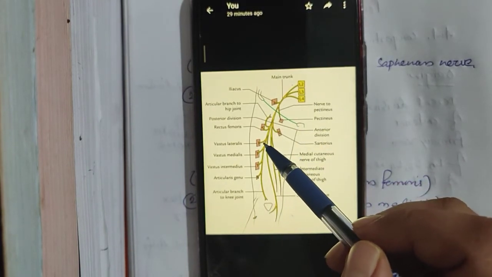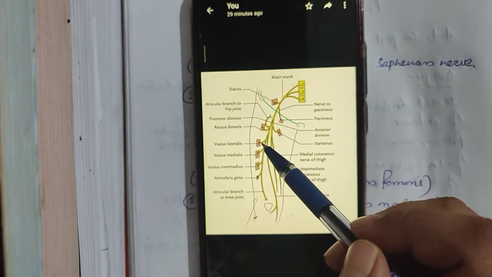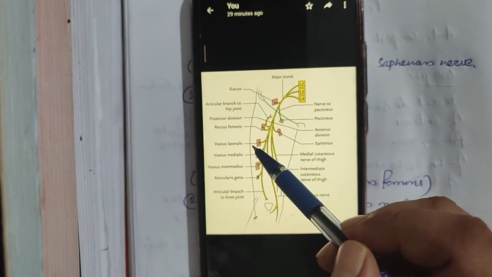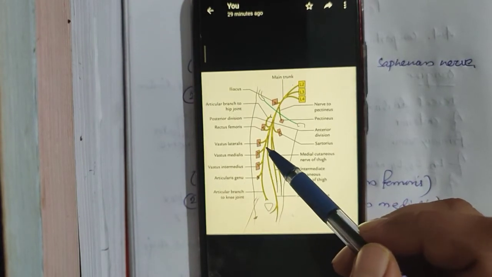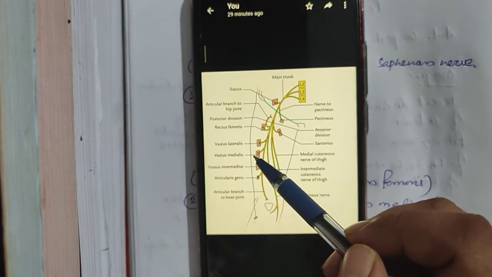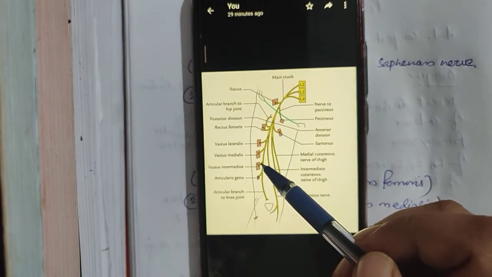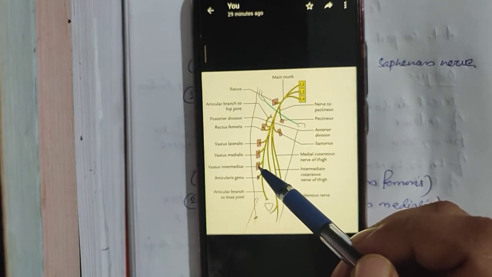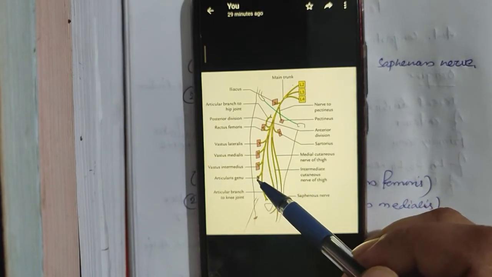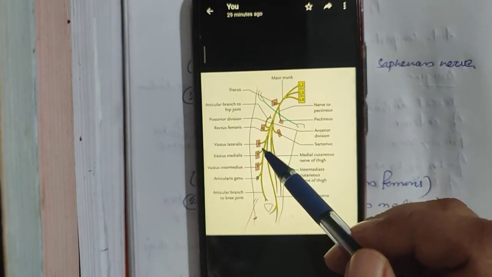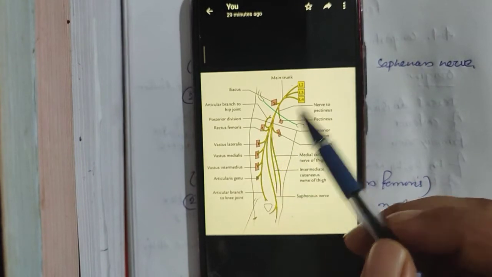Now next, the posterior division of the femoral nerve supplies the vastus lateralis muscle, then the vastus medialis muscle, then the vastus intermedius muscle. And from the vastus intermedius, a nerve branch supplies the articularis genu muscle. These are the muscular branches, also called the motor branches of the femoral nerve.